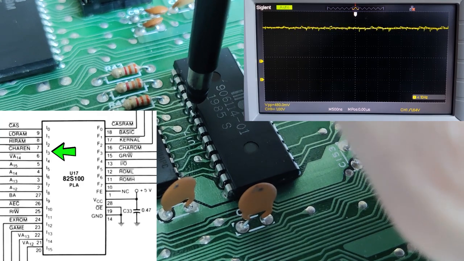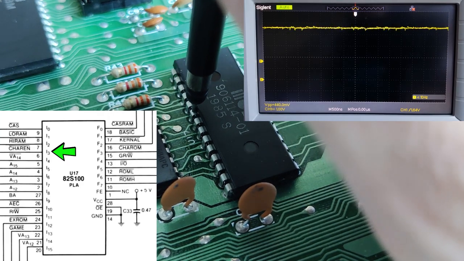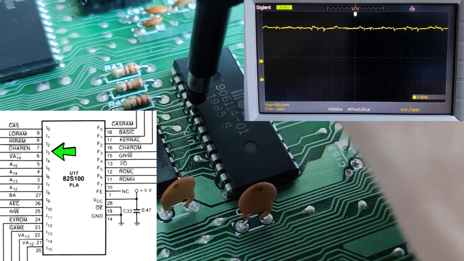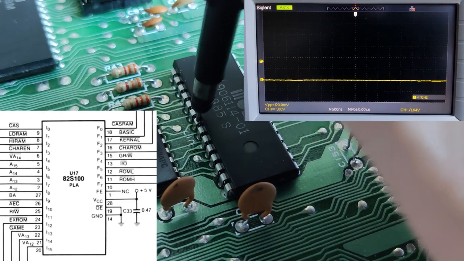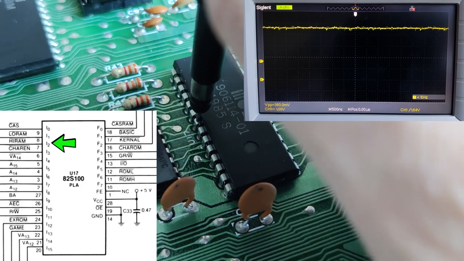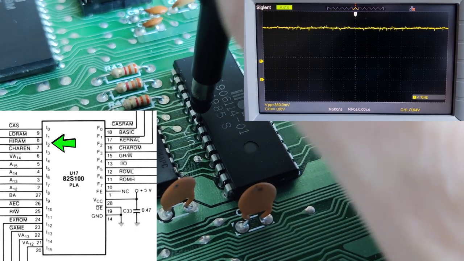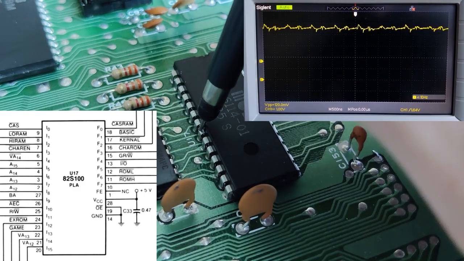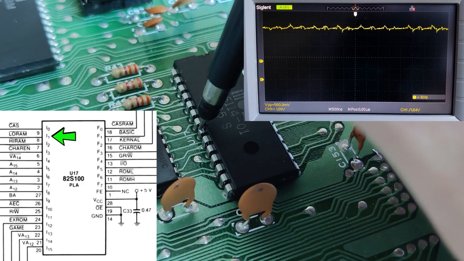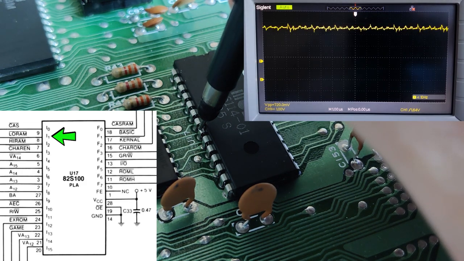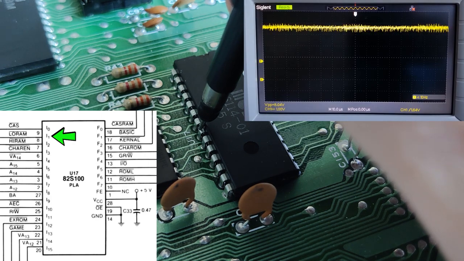Pin 6 is input 3 and is connected to char enable. Our standard memory configuration, this pin has to be high, and that's the case. Pin 7 is input 2 and is connected to high RAM. This has to be high also. Pin 8 is input 1 and is connected to low RAM. This pin has also to be high according to our standard memory configuration.